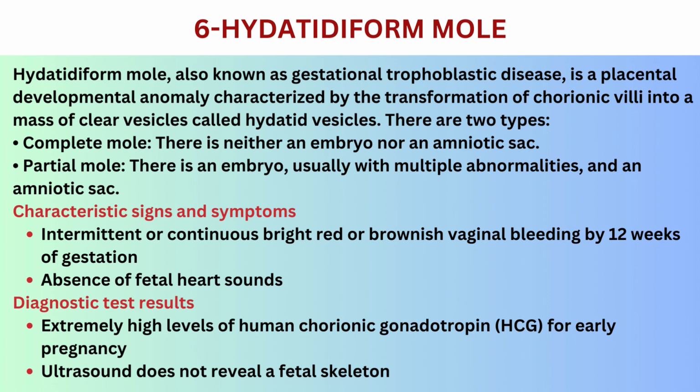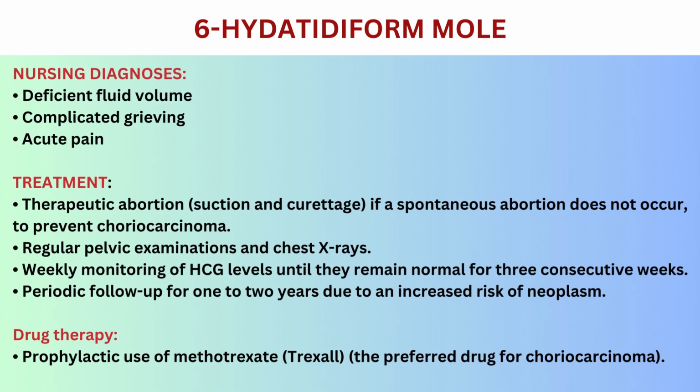The characteristic signs and symptoms: intermittent or continuous bright red or brownish vaginal bleeding by 12 weeks of gestation, absence of fetal heart sound. The diagnostic test results: extremely high levels of human chorionic gonadotropin (HCG) for early pregnancy. Ultrasound doesn't reveal a fetal skeleton. The nursing diagnosis: deficient fluid volume, impaired breathing, acute pain.